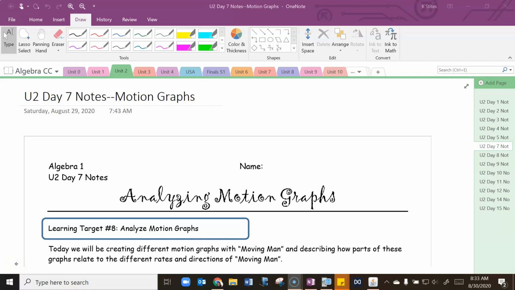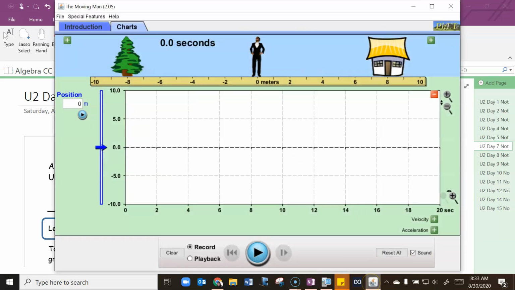Hello, Algebra 1. Today we are moving on to the second half of Unit 2, where we'll be analyzing motion as well as something called slope and y-intercept. So today our goal is to analyze motion graphs, and we're going to do this with the help of a program called Moving Man, which we will work with in just a minute.